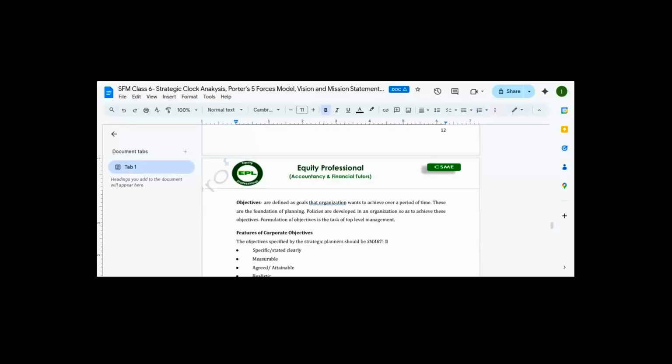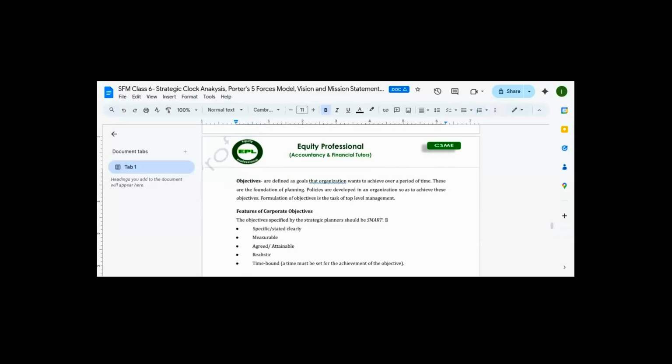one thing that we have to know about objectives is that the objectives of a company must fall within the framework of SMART. The objective that is specified by the strategic planner should be SMART, because when it falls outside this, it creates unnecessary crisis for the company. So even the individual objective must fall within the framework of SMART.